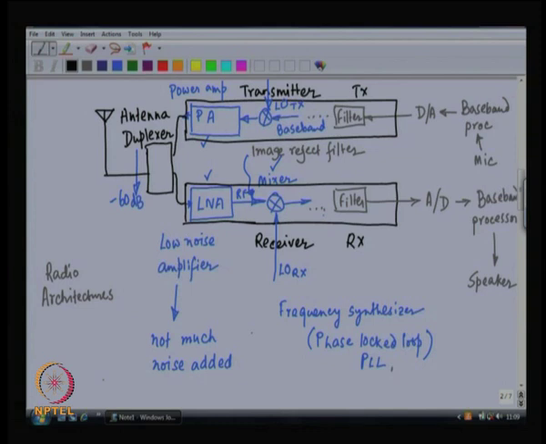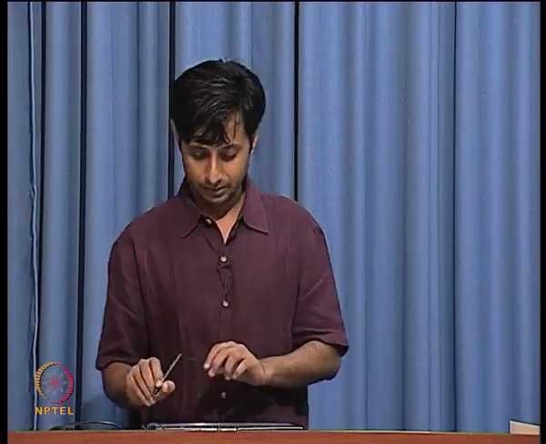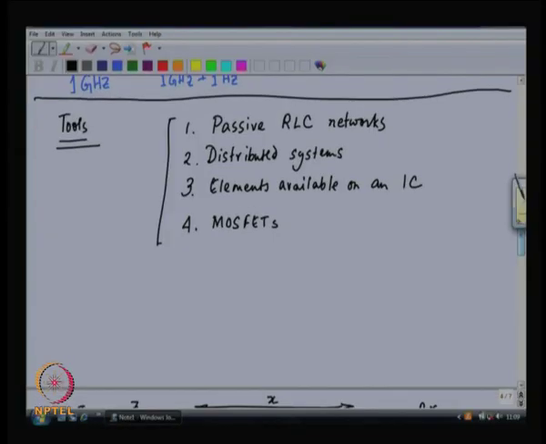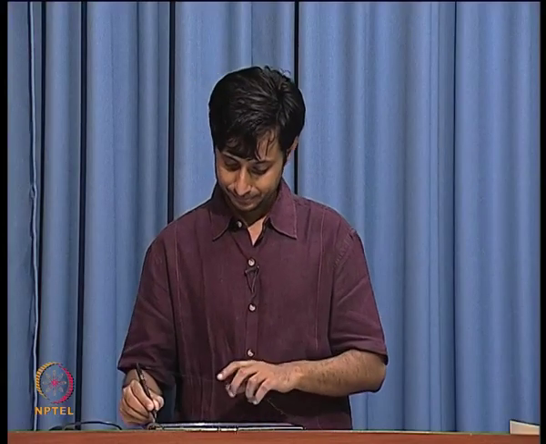In all, we are also going to study different radio architectures in this course. Now, these are the objectives of the course. Unfortunately, to reach these objectives we need a few tools. So, our tools are going to be basically passive RLC networks, distributed systems, what are the elements available on an IC, MOSFETs, some mathematics that needs to be done, etc.